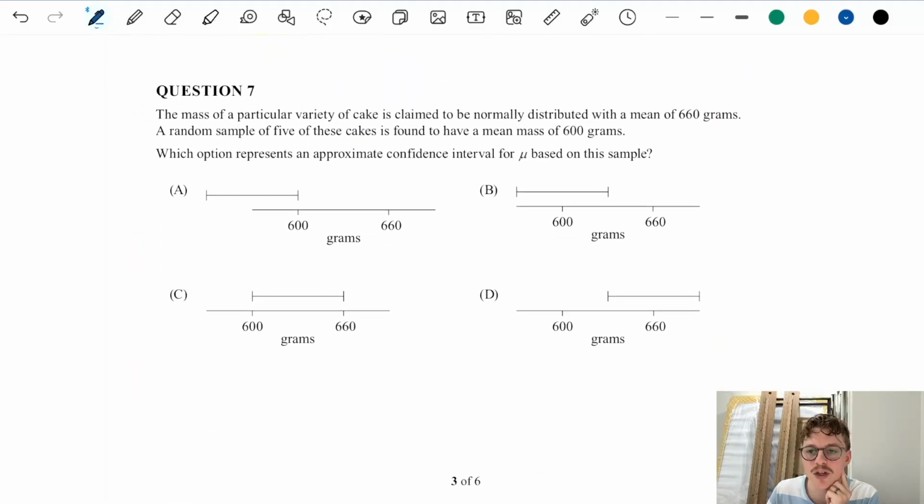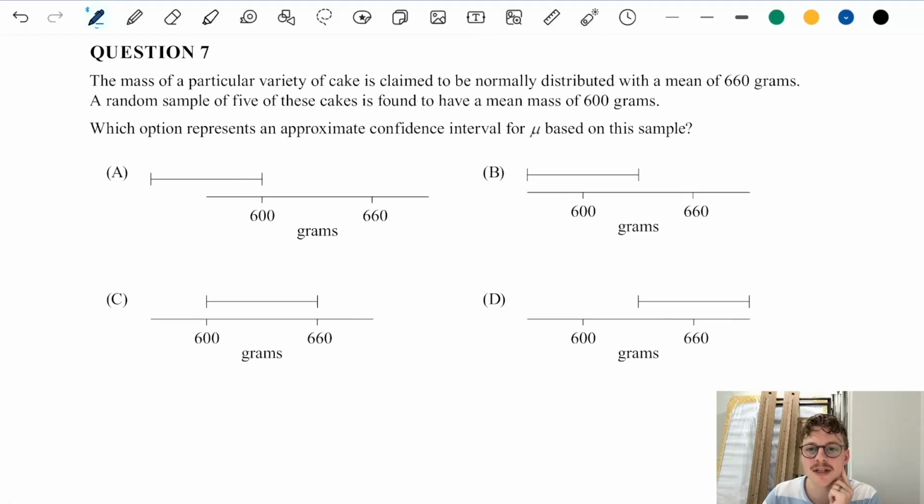So we come down here to question 7. In question 7, the mass of a particular variety of cake is claimed to be normally distributed with a mean of 660 grams. A random sample of 5 of these cakes is found to have a mean mass of 600 grams. Which option best represents an approximate confidence interval for mu based on this sample? Okay, so the sample mean of 600 has to be in the middle of my confidence interval.